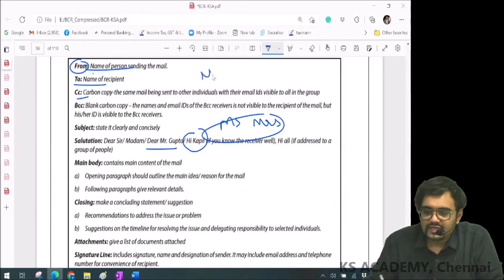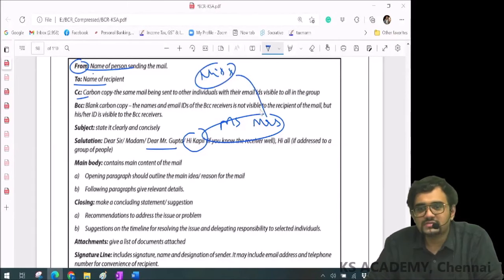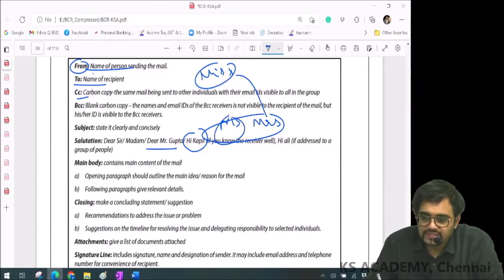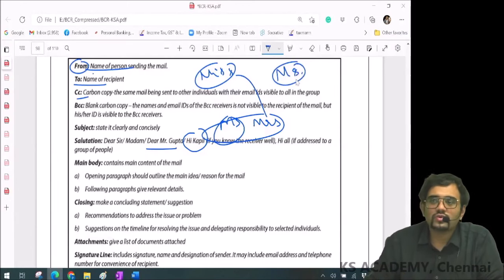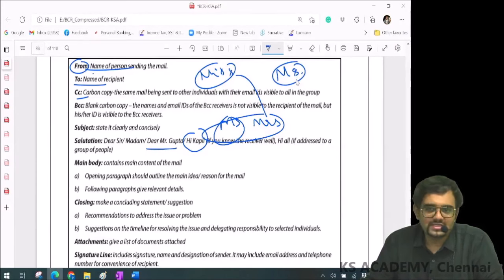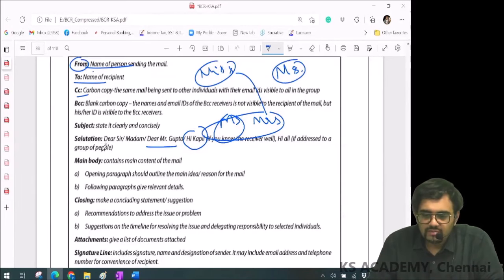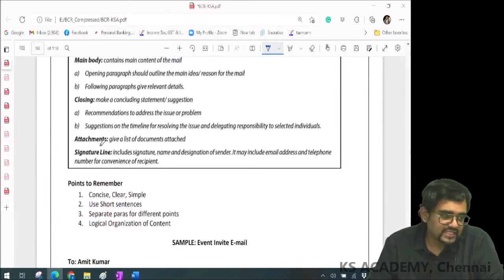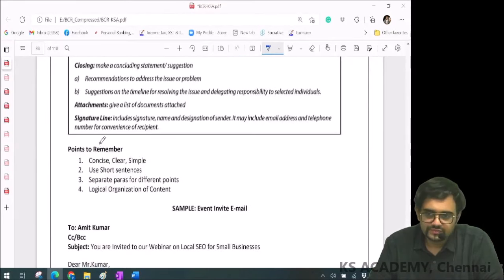You will write Miss or Mrs.? You don't know whether that person is married. So always write Ms. Always write Ms., because this will represent both who are married and who are unmarried. So no need to write Miss or Mrs. Always write Ms. Dear Ms. so and so. And then of course there should be the main body, closing, and if there's any attachment, and then signature.